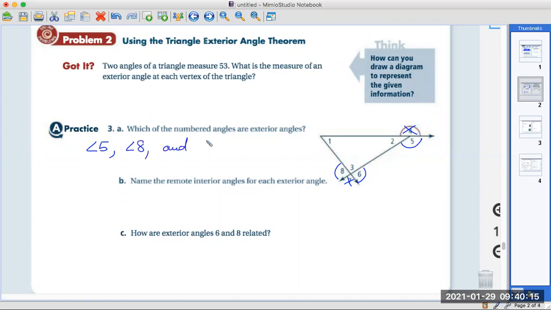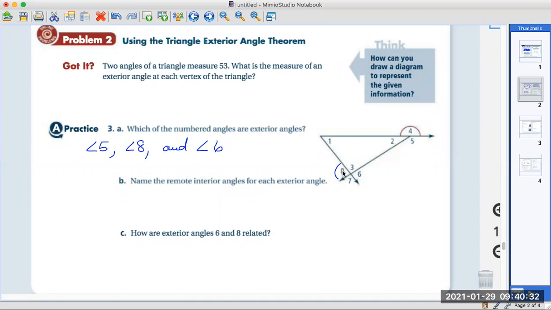Angle 5, angle 8, and angle 6. Okay, I want you to look at that. Name the remote interior angles for each exterior angle. So I'm going to erase that so we don't get confused. I'll start with 8.